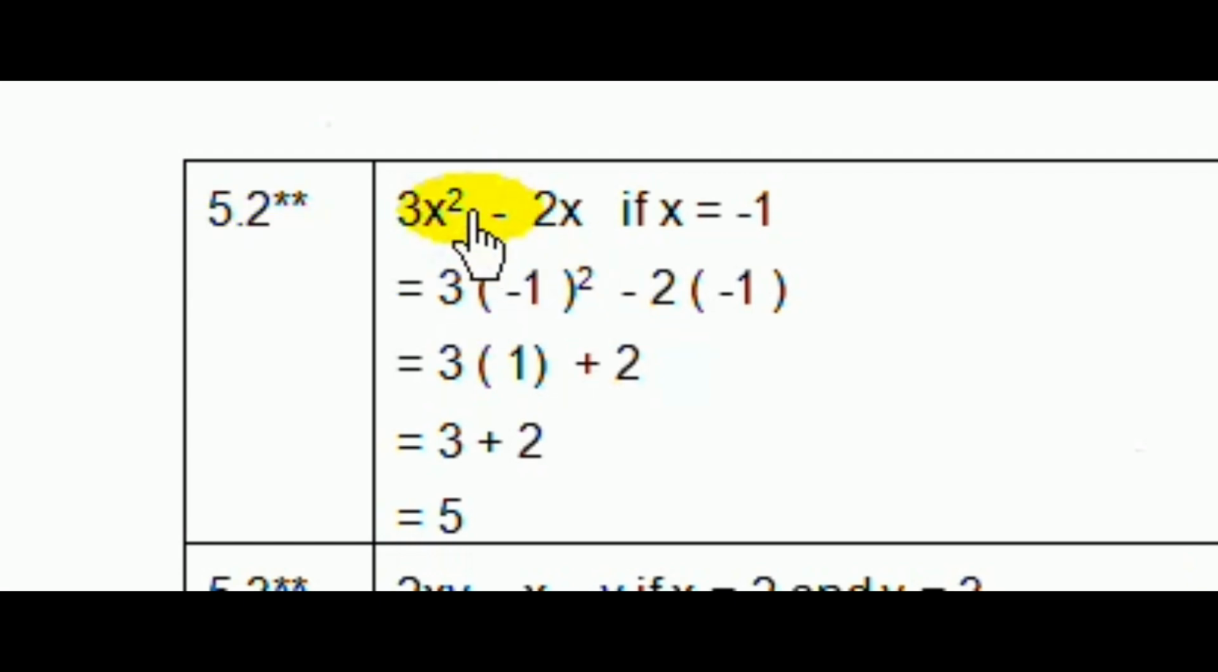5.2, we have 3x squared minus 2x, and the x becomes minus 1. So put both those x's in brackets, and inside the bracket a minus 1, and then you simplify. Remember, minus 1 squared is plus 1, minus 1 times minus 1 will be plus 1, multiplied with that 3, get rid of the brackets of course, 3 times 1 is 3, and there you have minus 2 and minus 1, minus times minus is plus, so plus 2 plus 3 is that 5 there.